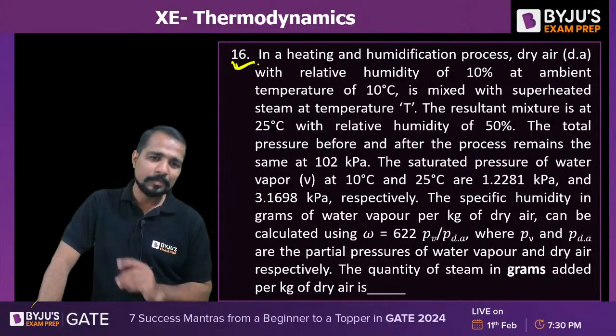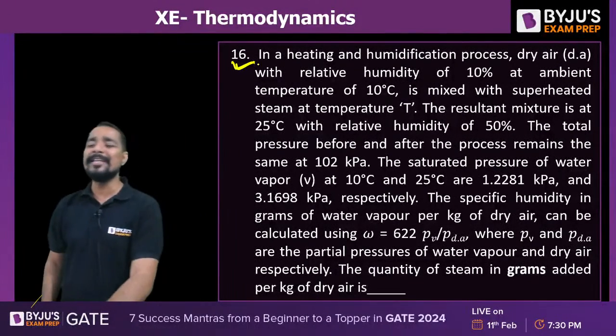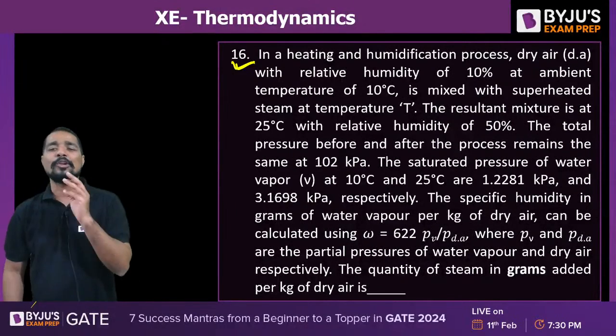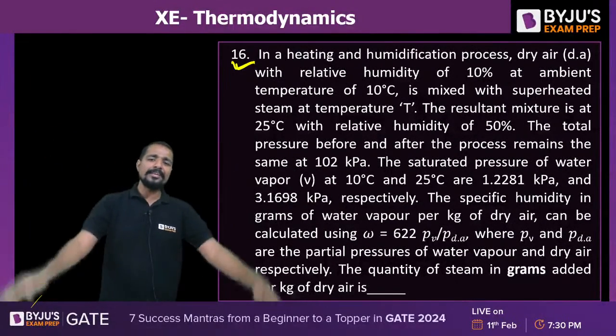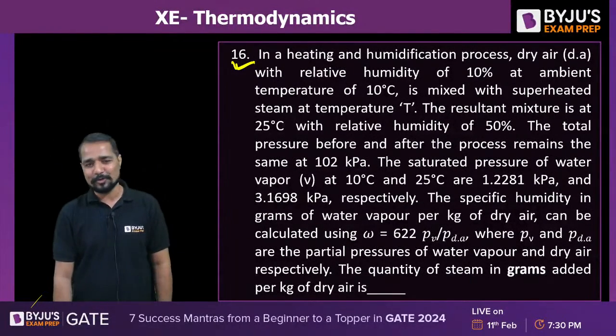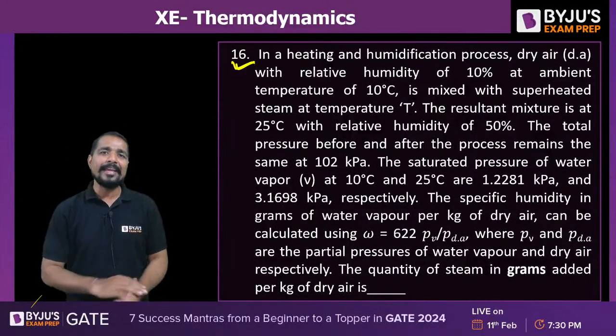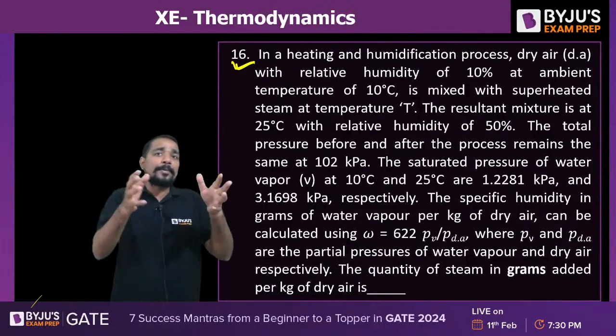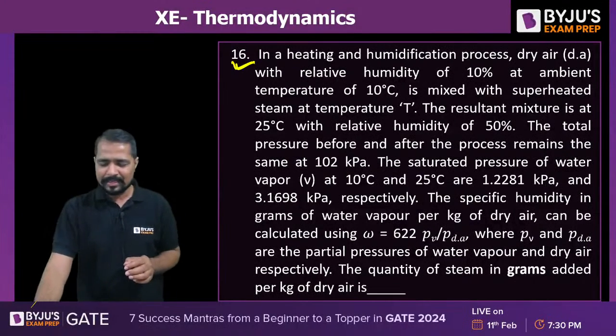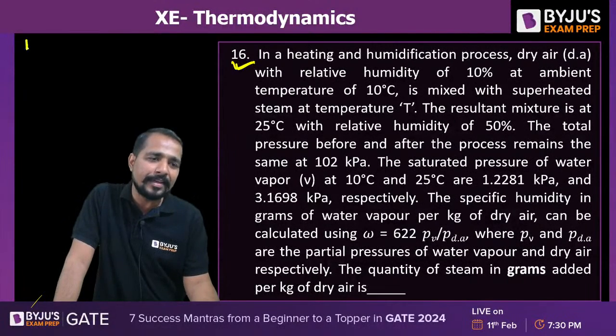Very lengthy question to read and very easy to solve. It looks very lengthy whenever you start to read this question. In the heating and humidification process, dry air with a relative humidity of 10%, RH is given to us. Let me write each and every parameter somewhere here. RH1 is given to us as 10%, my dear.